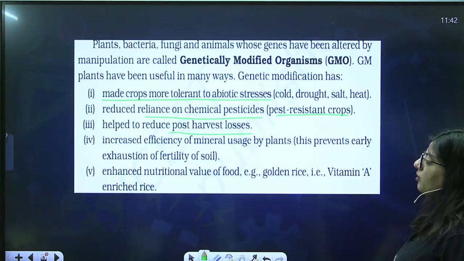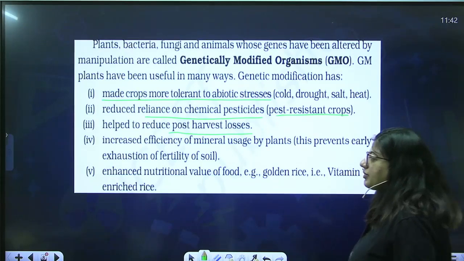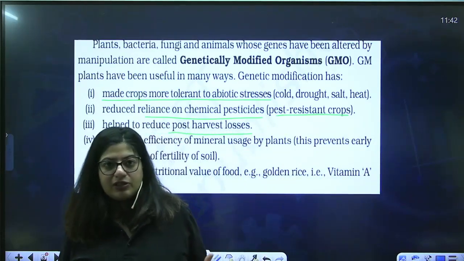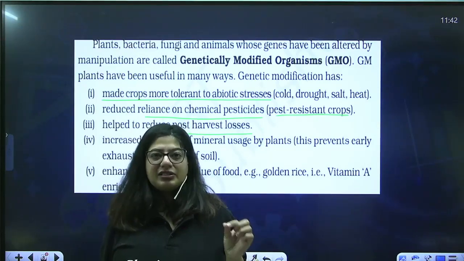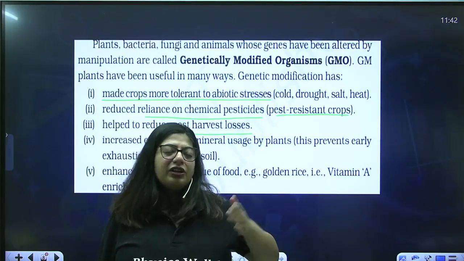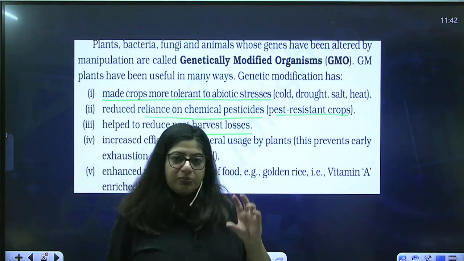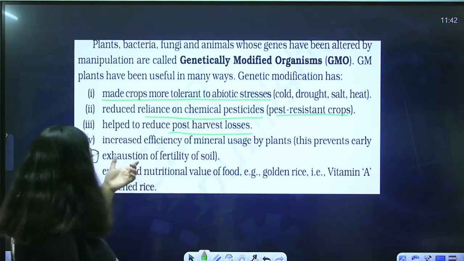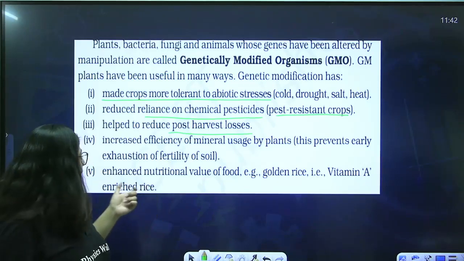Increase efficiency of mineral uses by plant. This prevents early exhaustion of fertility of soil. For example, if I say now the plant is not taking a lot of minerals, it can only use a very small amount of mineral, and by that it can easily grow. Then the entire fertility of the soil will be restored for the next crop also. Okay, so in less mineral use, it has more efficiency. So this is what efficiency means. That means in less mineral usage, it can grow more.